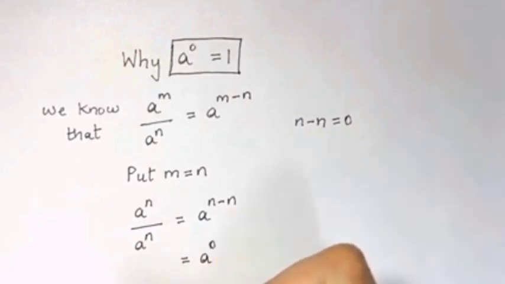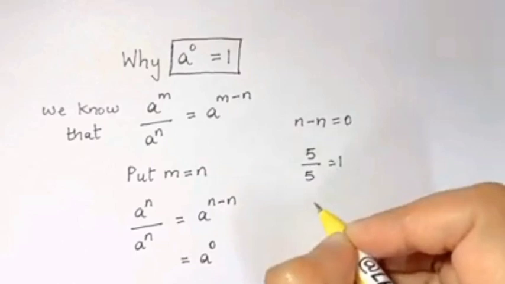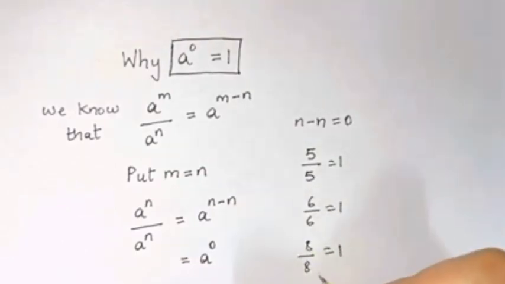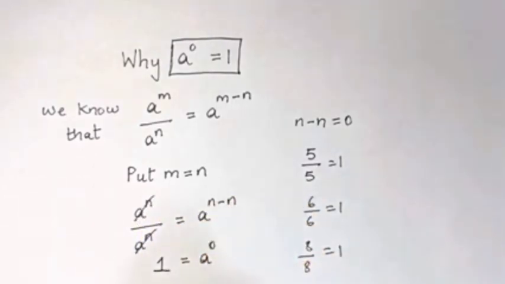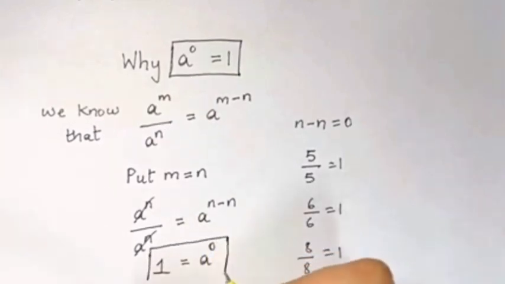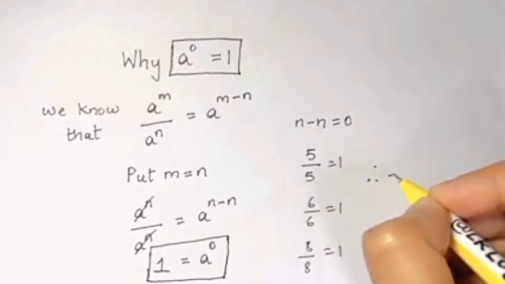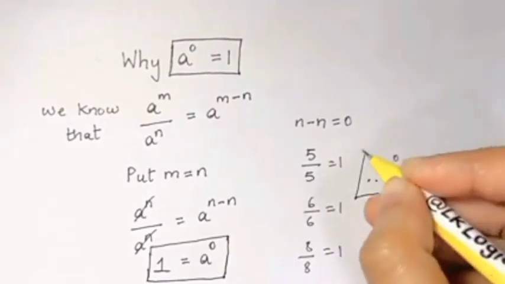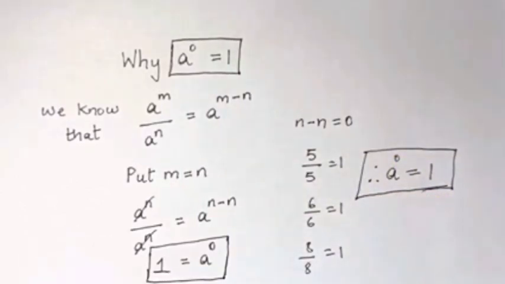And on the other side, the left hand side, suppose you have 5 over 5, that's equal to 1. 6 over 6 equals 1. 8 over 8 equals 1. Same numerator and denominator equals 1. So you have 1 on the left hand side. So therefore we get a to the power of 0 is equal to 1. So you have proved it. Whatever you put, 1, 2, 3, 4, negative 5, negative 4, negative 3, negative 2, negative 1, anything to the power of 0, the answer will always be 1.